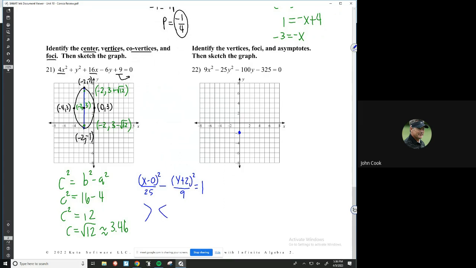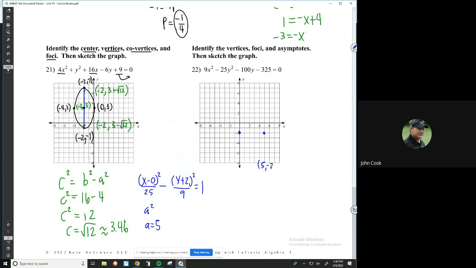So what I'm going to do is find the vertices first. And the way that I find the vertices is by getting that a squared term from there. And I find a. A is the distance from the center to the vertex. So it looks like a is going to be equal to 5. So I go to the right by 5. 1, 2, 3, 4, 5. There's one vertex.